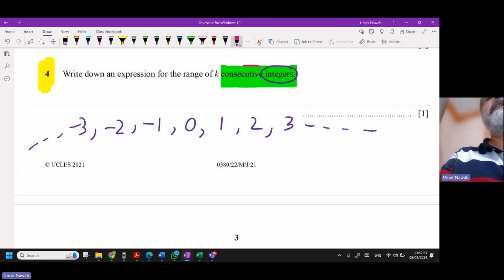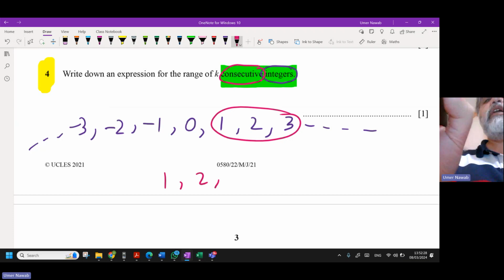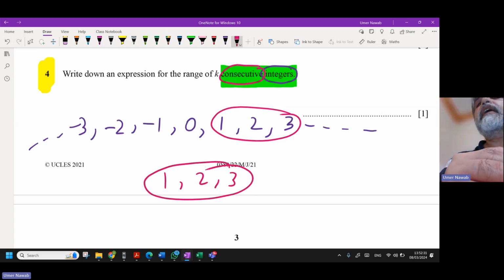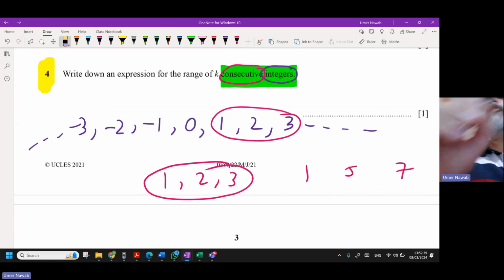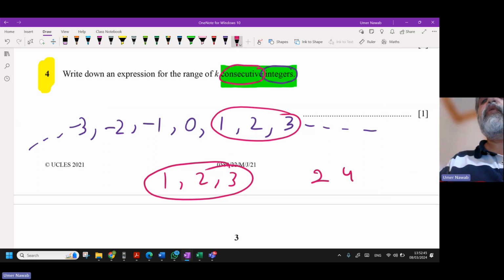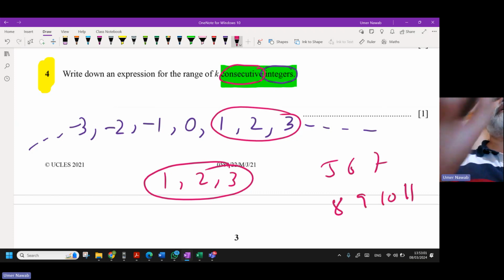Now, what is the meaning of consecutive? Consecutive means the numbers which are together. Any one, two, three are consecutive integers because they are side by side. But one, five, seven are not consecutive if I'm talking about integers. If I'm saying even integers, then two, four, six are consecutive even integers. If I say one, three, five, yes, they are consecutive odd integers. But if I'm talking about integers, then 1, 2, 3, 5, 6, 7, 8, 9, 10, 11 are all consecutive integers.